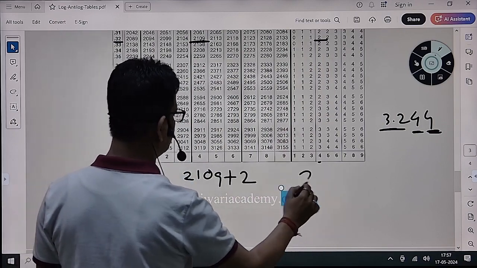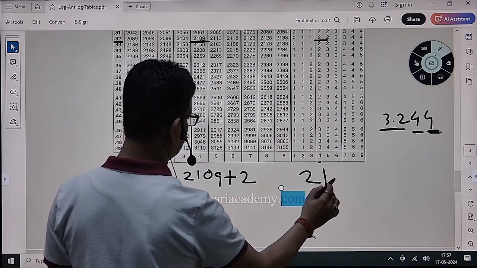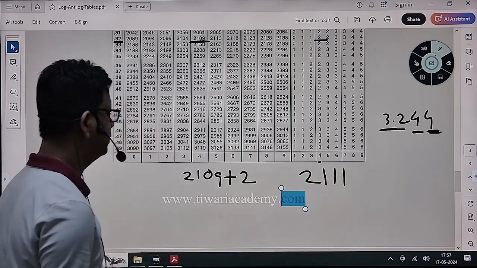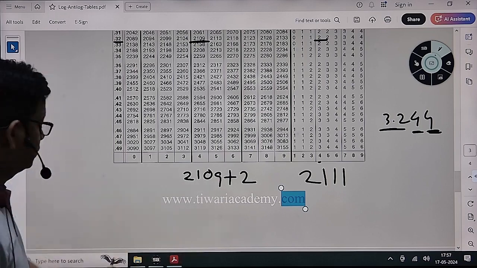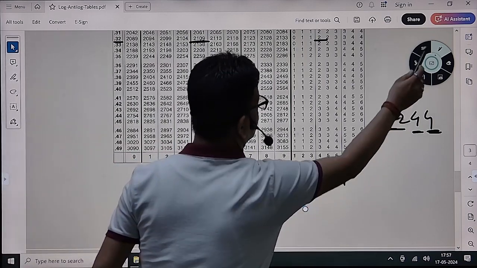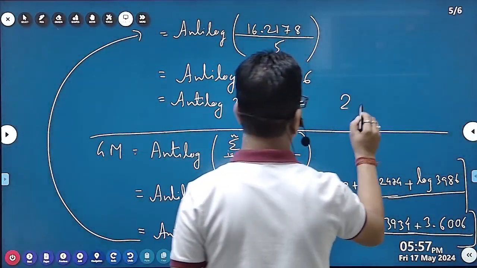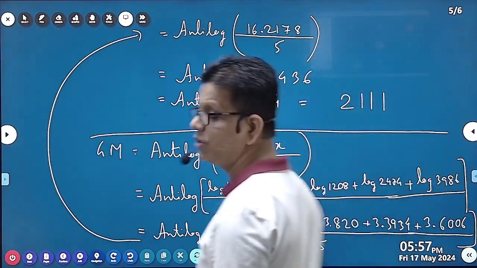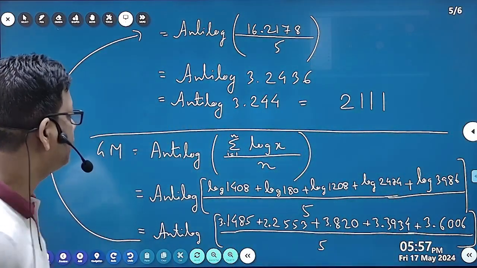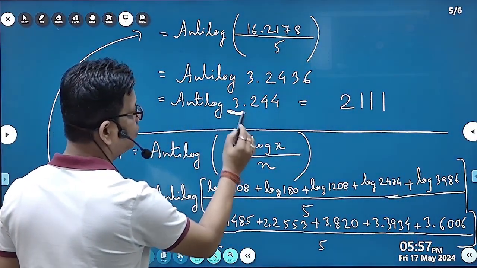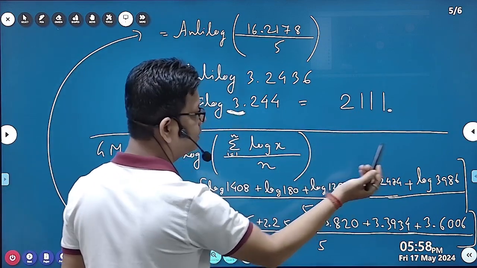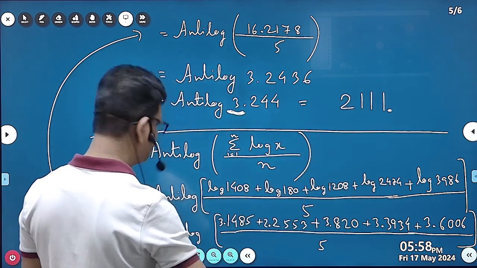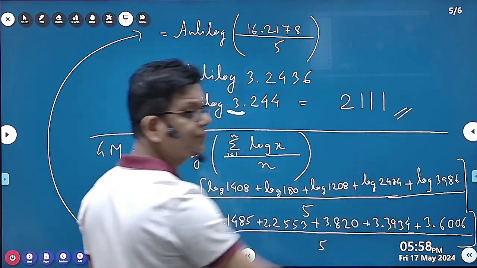So it will be 2111. Am I correct? 2111. Done now? So let's write it now. 2111. So we got it 2111. Now tell me, where should I put the decimal? After 4. Since this is 3, decimal have to do 1, 2, 3, 4. And since there is no digit, no need to put any. This is the required answer.